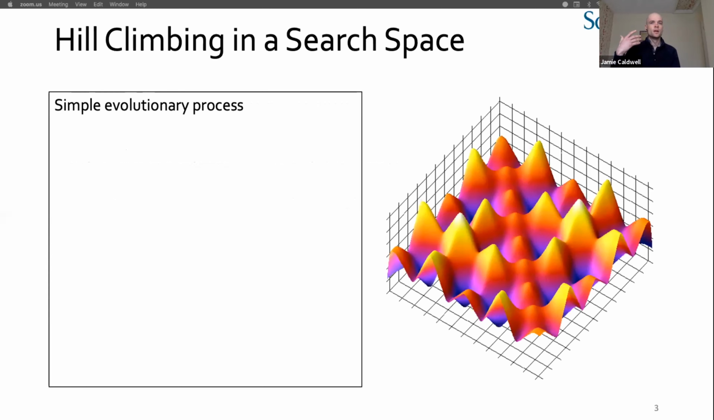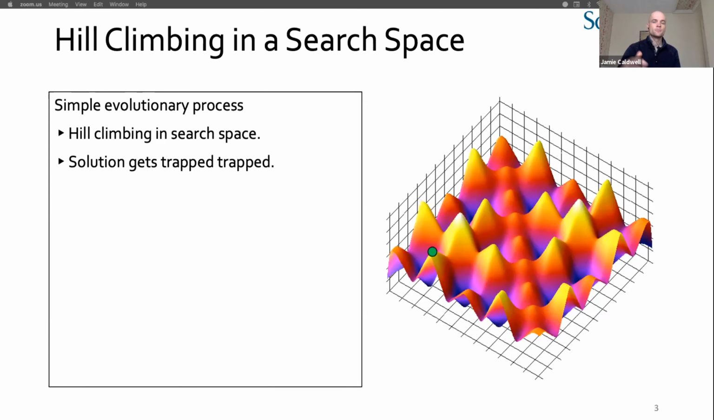So first, I'm going to introduce the idea of deep optimization. Starting with a simple evolutionary process such as hill climbing, we apply this in a fitness landscape. On the right-hand side here, I have an example of a fitness landscape where the X and Y axes are the solutions and the Z axis is the quality of the solution. If we start with a random solution in this search space and apply the hill climbing rule, we travel up to the local optimum, and hill climbing is very susceptible to getting trapped.